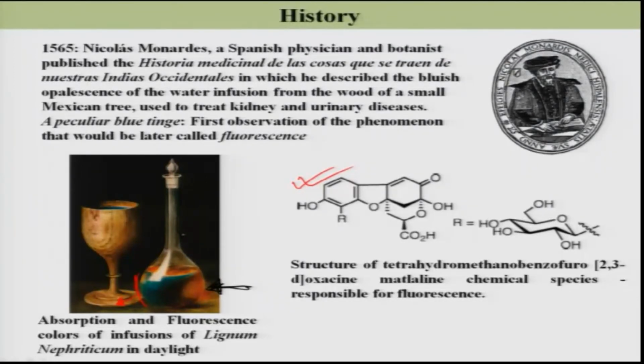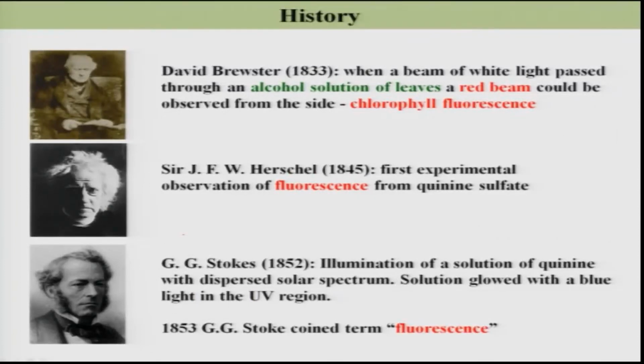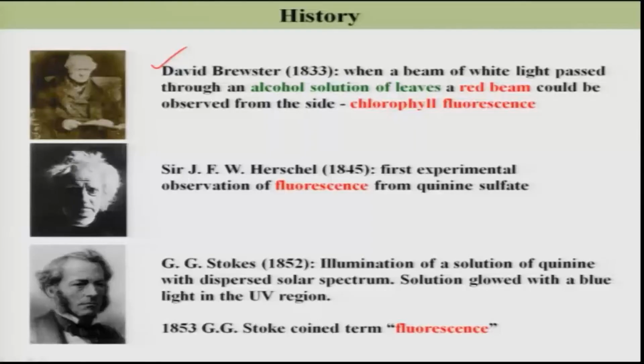However, the situation was like that till 1833, when David Brewster took an ethanolic solution of leaf and passed white light through it. Looking from a 90-degree angle, what he could observe is red light coming from that light path. Now we know that leaves contain chlorophyll, and chlorophyll also emits in nature. So, that gives the fluorescence light, and that is the red light he was observing. So, he also reported it that way.